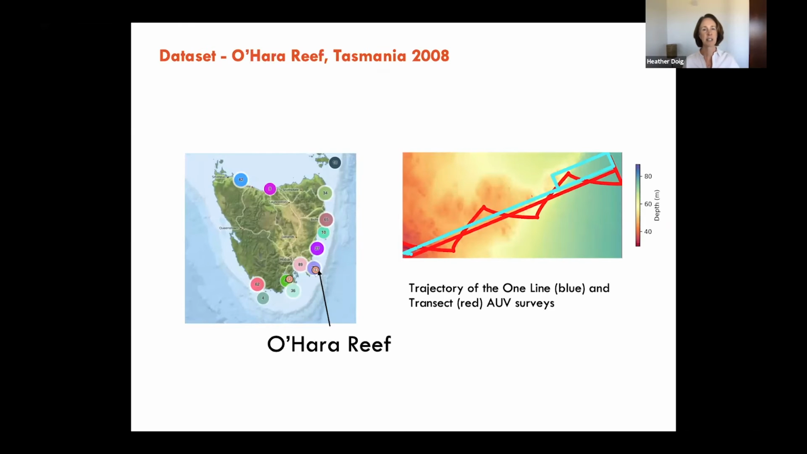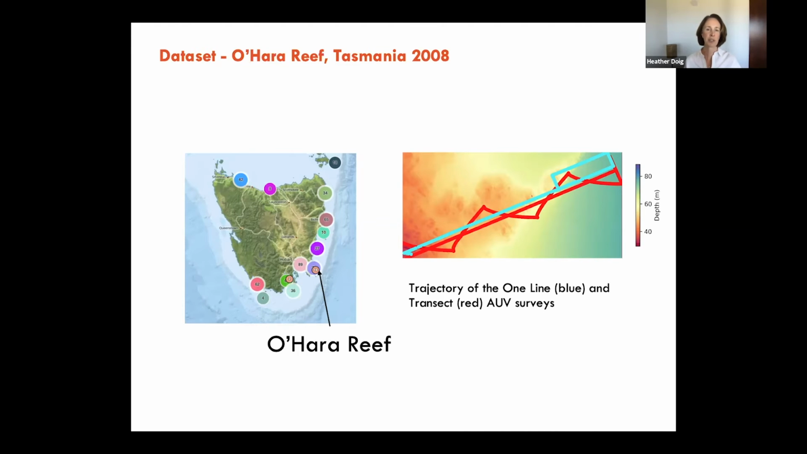So to test the effectiveness of this autoencoder model and training methods, we applied it to a data set of benthic images that were captured by the AUV Sirius at the O'Hara Reef in Tasmania in 2008. The trajectory of the 2 surveys are shown here. The transect survey has annotations with 8 habitat classes, allowing a comparison of results with a ground truth.